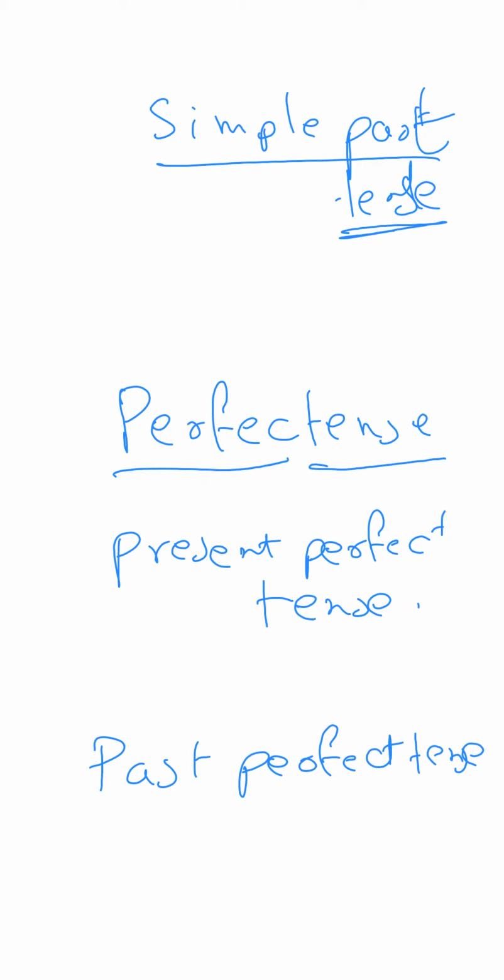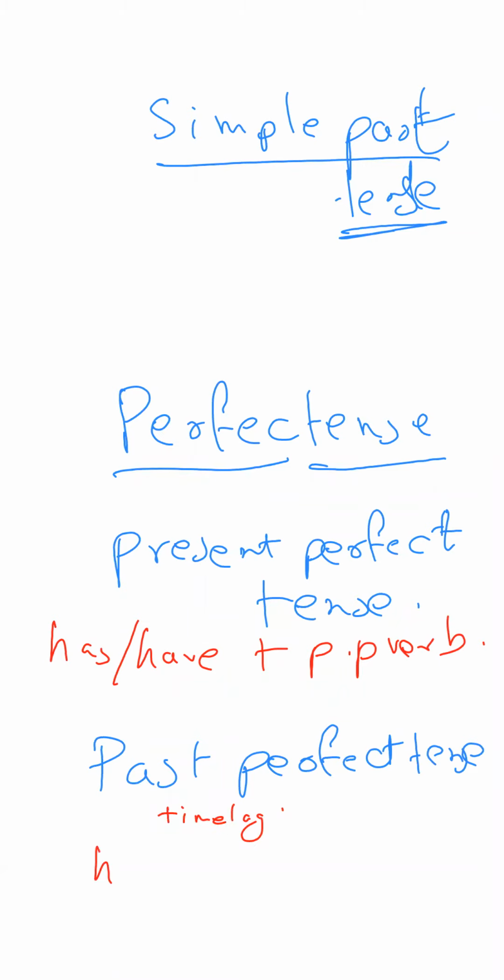Now, in present perfect tense, the usage is has or have plus past participle of the verb. That is present perfect tense. Past perfect tense, remember, two actions have to happen in past perfect tense with a time lag. The usage is had plus past participle of the verb. Is this clear, guys? Say yes if I can explain the examples again.